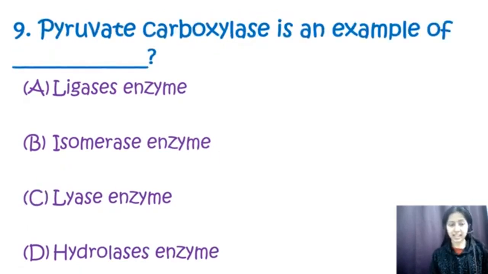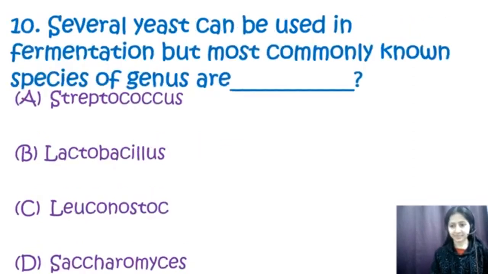Next. 9. Pyruvate carboxylase is an example of option A ligase enzyme, option B isomerase enzyme, option C lyase enzyme, and option D hydrolase enzyme. So the correct option is option number A, that is ligase enzyme. Just now we discussed that ligase enzyme is an enzyme that catalyzes the joining of two molecules by forming a new chemical bond. So here option number A is correct.